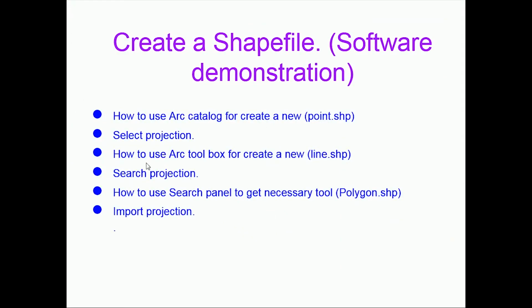In today's lessons, I want to explain these topics with you. How to use Arc Catalog to create a new shapefile. I will make a point shapefile here. When I am making the point shapefile, this time I select projections from the projection list, and secondly I will make a line shapefile using ArcToolbox, and there I will search projections for that work. Finally, I will make a polygon using ArcToolbox tools and the search panel. At that time, I will import projections from the previous shapefile.